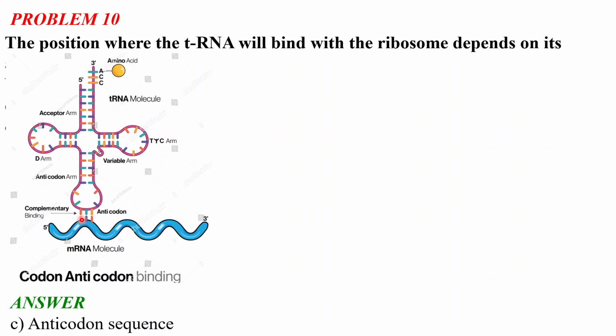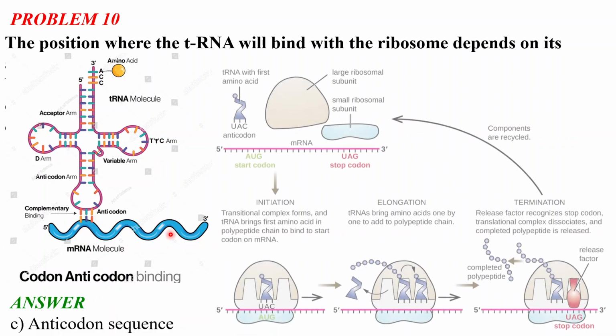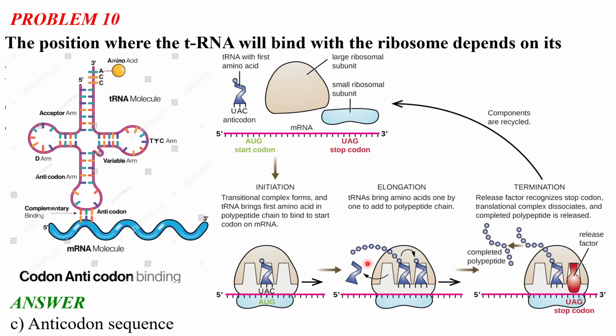So for the complementary binding, the identification of this codon-anticodon binding will prompt the tRNA to take up the amino acid which is coded by this mRNA molecule, right? So this is the complete process of translation. I already have mentioned it earlier. Let me just do it one more time.